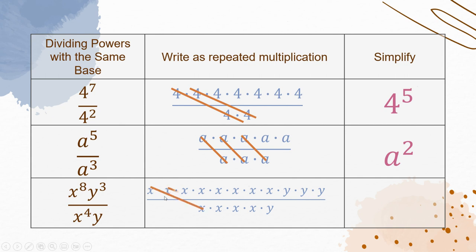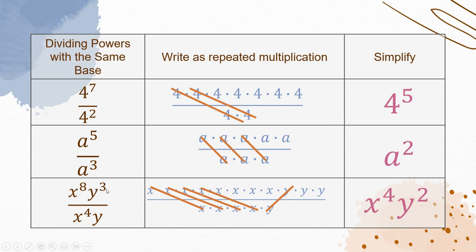There's 1 x, 2 x's, 3, and 4. Okay, now I have no more remaining x's to be able to cancel out over here. Okay? I have 1 y left down here, so I can cross one of them out, right? Let's look at what I'm left with in the numerator here. I have 1, 2, 3, 4 x's and 1, 2 y's. So I would have x to the fourth, y to the second.